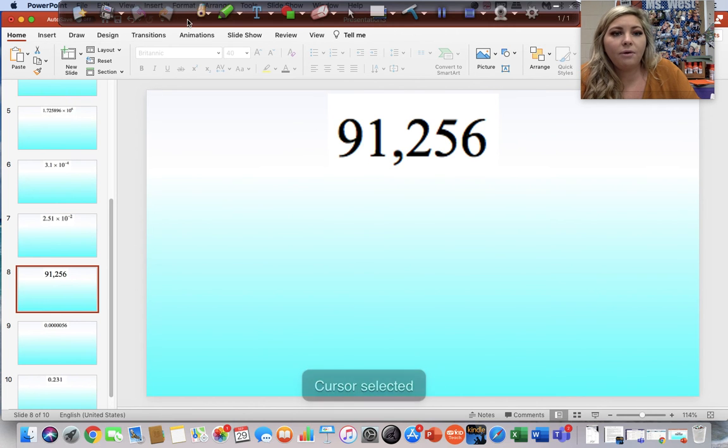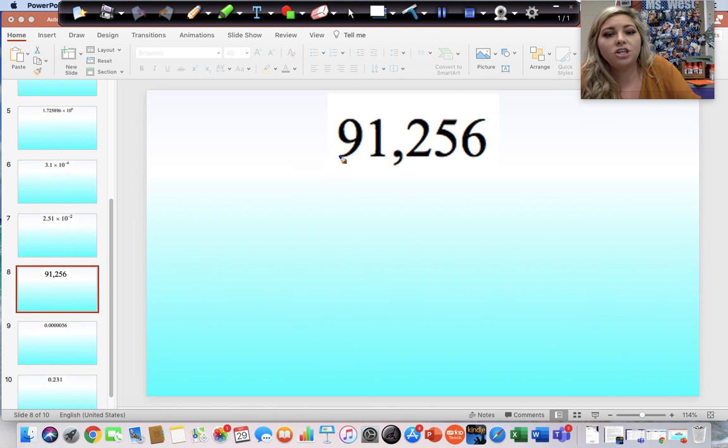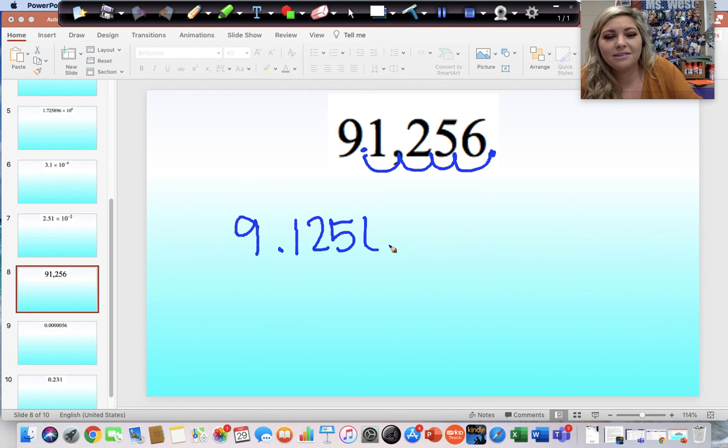Now we have a number in standard form and we want to change it to scientific notation. First of all, note that this number is bigger than 9. Secondly, we are going to take our decimal, which is at the back of the number, and we are going to move it until there is just one number to the left of the decimal. So 1, 2, 3, 4 times. So we will have 9 and 1,256 10,000ths times 10 to the positive 4. And it is a positive 4 because the original number was bigger than 9.